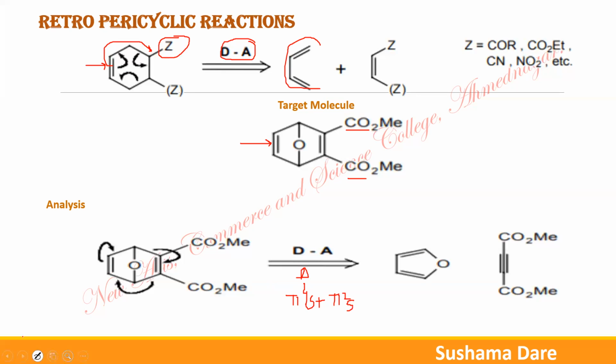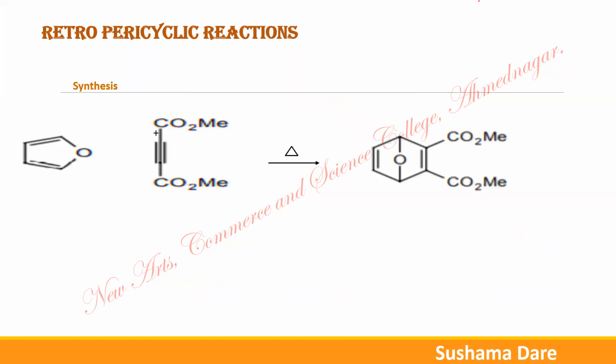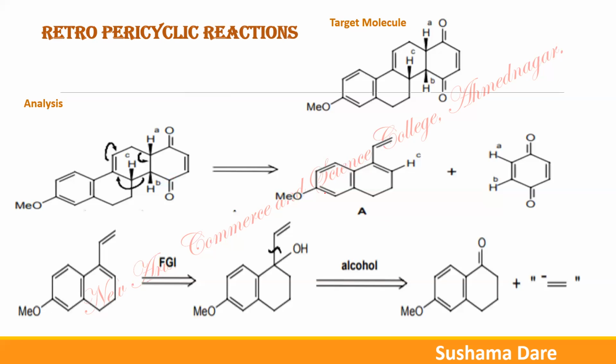The stereochemistry of the reacted molecule is retained in the final product, which indicates it is a supra overlapping. Now after the retro reaction, you can see the products are furan and a dienophile, that is diene plus dienophile. Now the synthesis: furan plus this dienophile. The combination of these two on heating gives the product. Now this is the new target molecule.